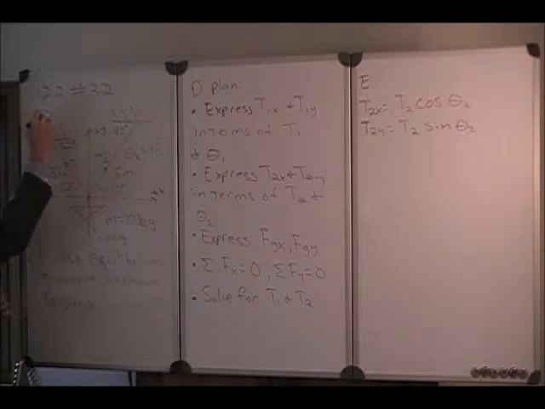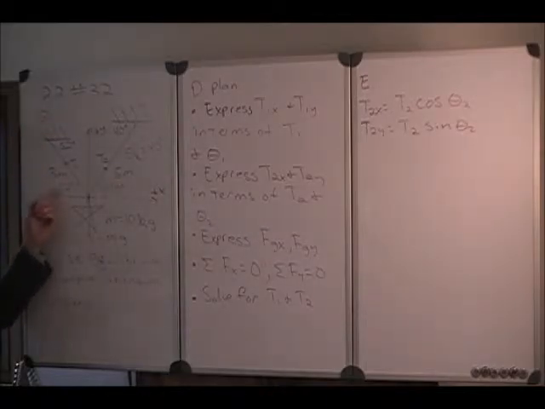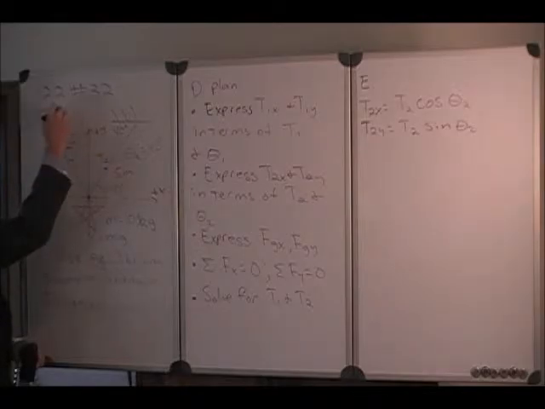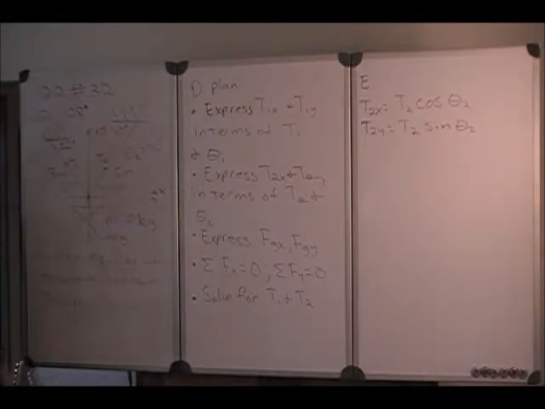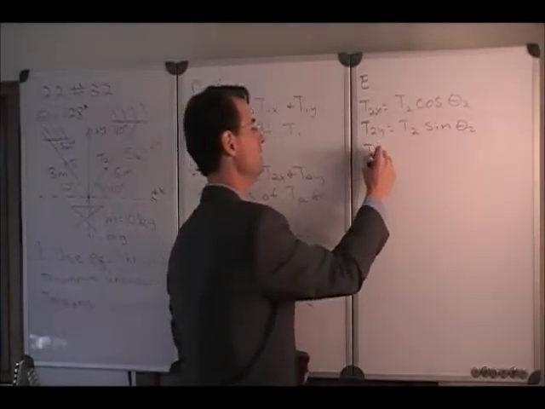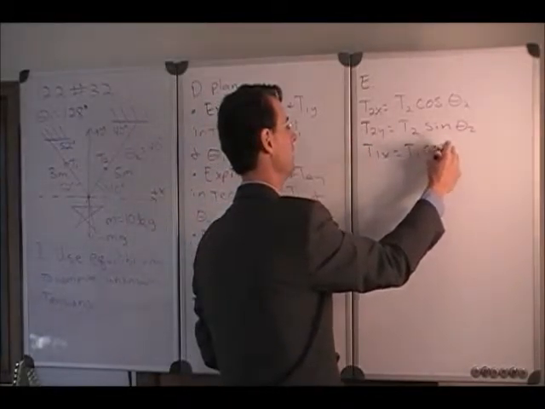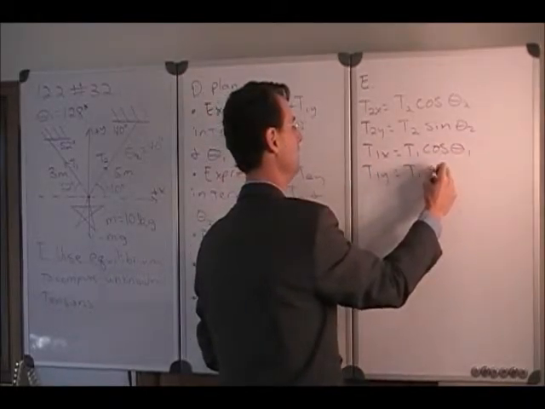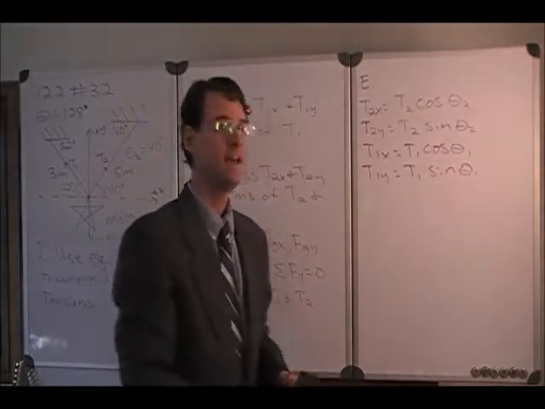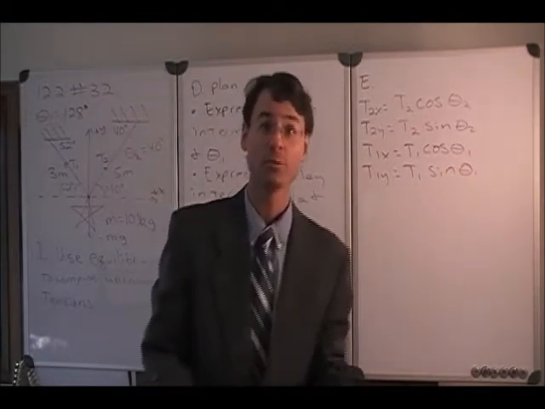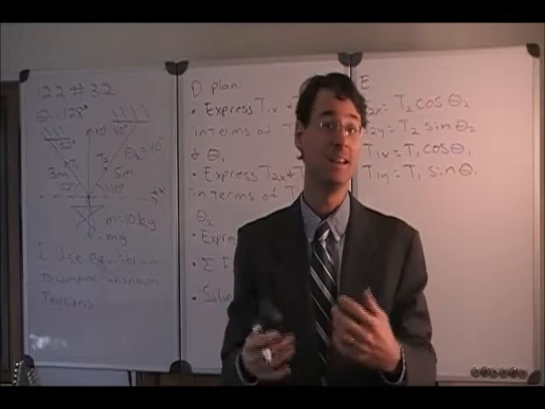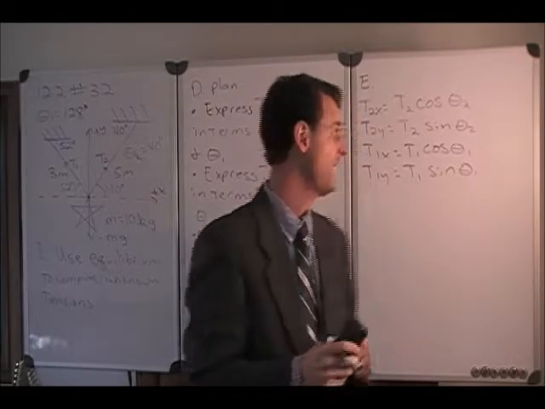Now, it was straightforward for T2 because this angle's with the positive x-axis. But we need to think about, well, what is theta 1? Theta 1's not this 52 degrees, but it's the angle here, which is 180 minus 52 degrees. So theta 1 is 128 degrees. So now we can write T1x is equal to T1 cosine theta 1, and T1y is equal to T1 times the sine of theta 1. And you will be well served both in Calc 3 as well as in physics if you resist the temptation to plug in numbers until you're a little further along and you absolutely have to.